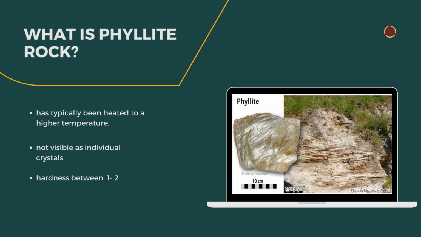So, what is a phyllite rock? A phyllite rock is similar to slate, but has typically been heated to a higher temperature. As a result, the micas have grown larger. They are still not visible as individual crystals, but the larger size leads to a satiny sheen on the surface. Phyllite is a soft rock with a hardness between 1 to 2 on the Mohs hardness scale.